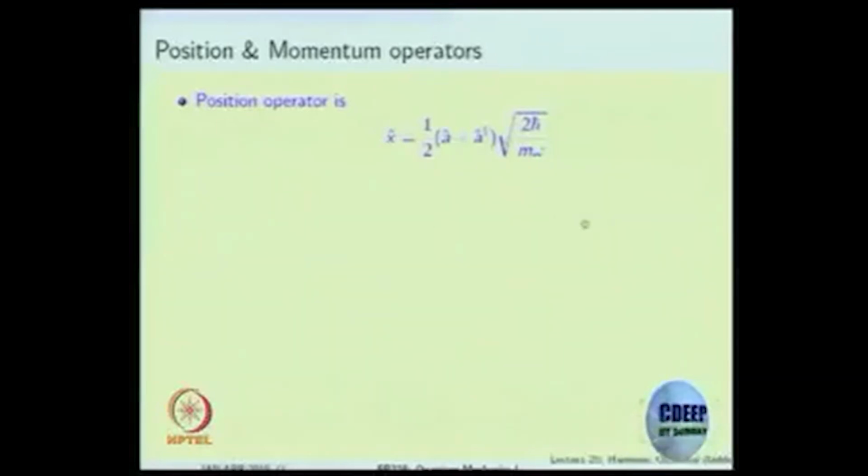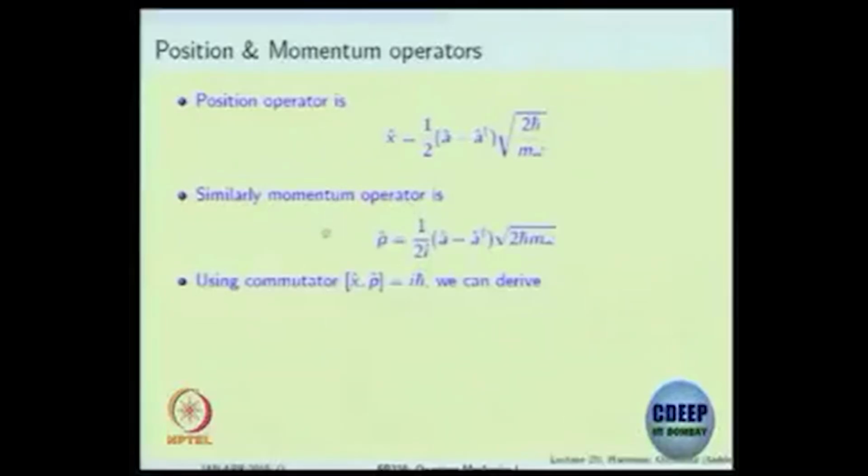What will be for P? The momentum operator will involve an i factor, because when you do the dagger, it picks up a negative sign. The i in the denominator will pick up a negative sign, so that P becomes Hermitian.